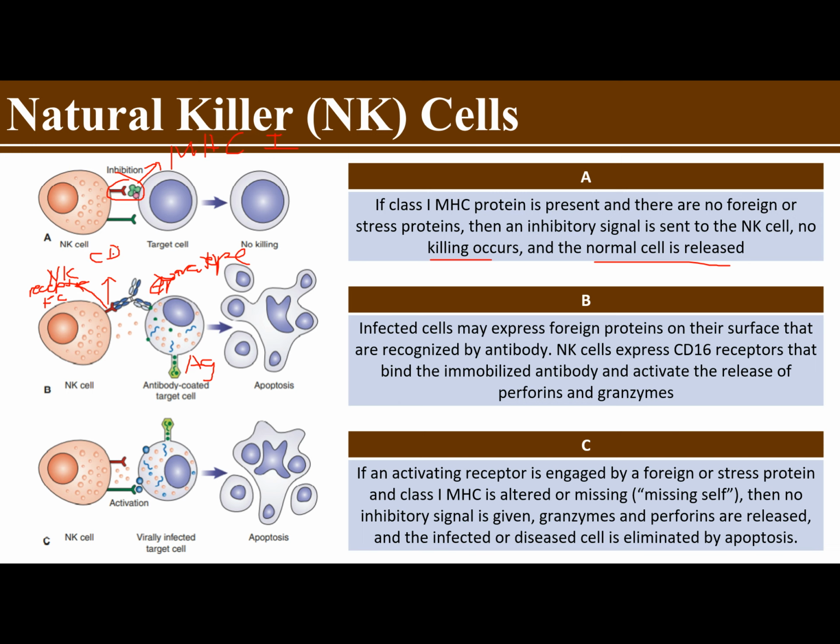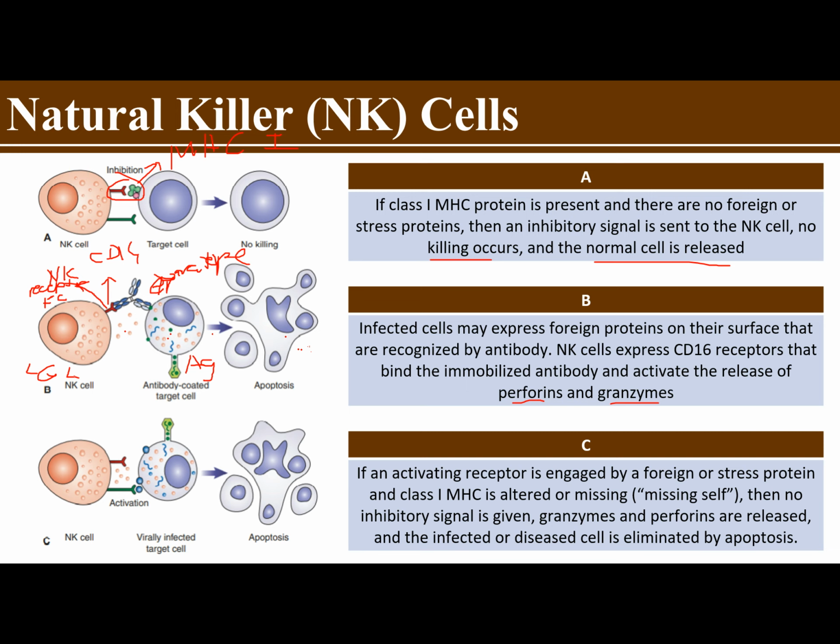This is the CD16 receptor, or the NK cell receptor. It will immobilize the antibody and activate the release of perforins and granzymes. Your NK cell is also known as the large granular lymphocyte. So its granules containing perforins and granzymes will be released and target the tumor cell, causing programmed cell death, or apoptosis. It would occur via either the mitochondrial or the cell death pathway.